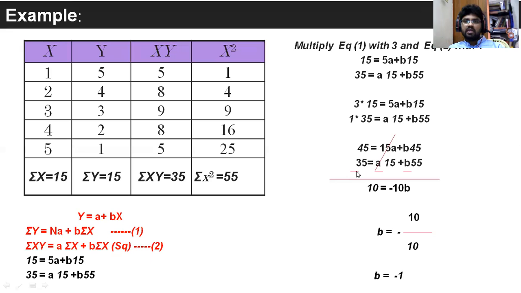See, this is a minus symbol. Here a 15, here plus a 15. So here plus, now we can consider as a minus. We can put minus. Here also plus b15, so here we can put minus.